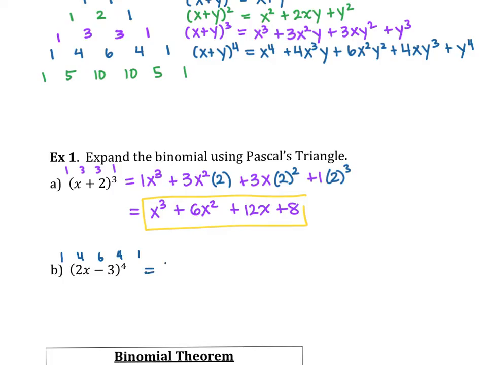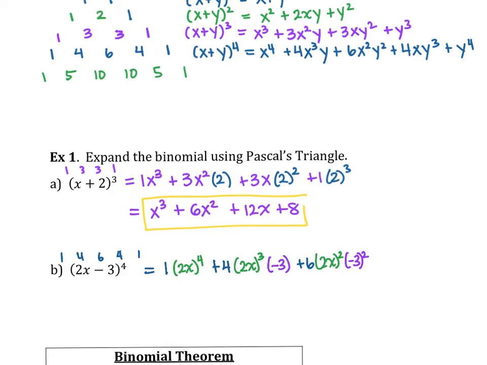Okay, the first coefficient should be 1. Normally I do x to the fourth, but in this case it's 2x to the fourth. The y is not there yet. Okay, the next coefficient should be 4. The 2x is going to go down a degree. And then the y, in this case it's negative 3, is going to appear. It's going to come up a degree. The next one is 6. The 2x goes down a degree. The negative 3 goes up a degree.